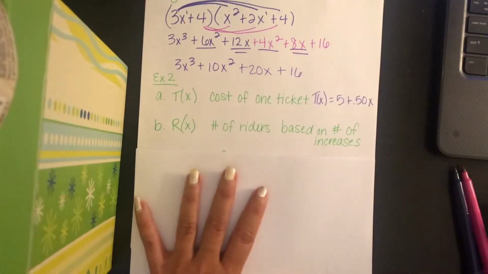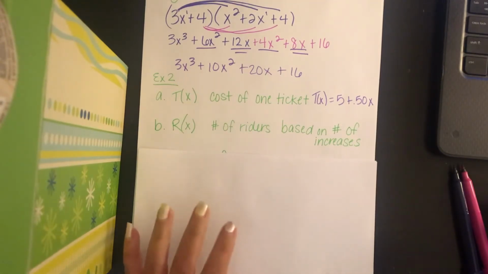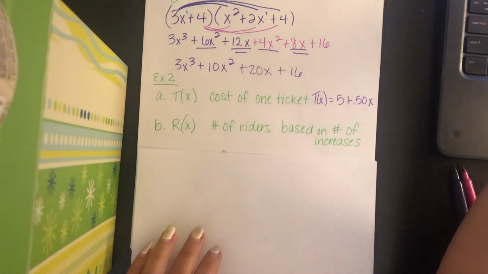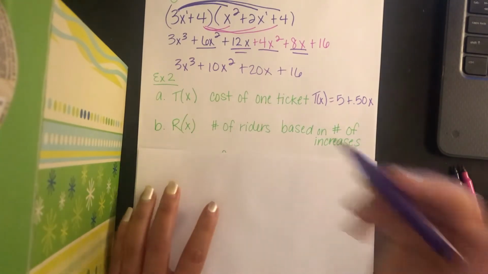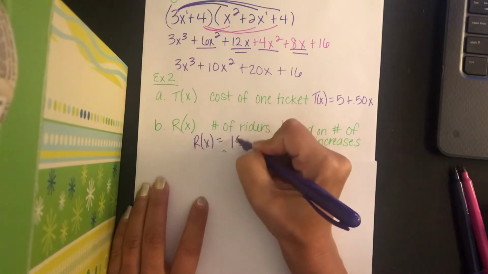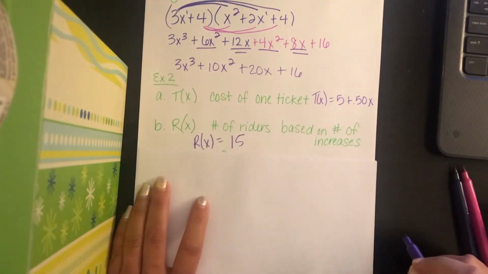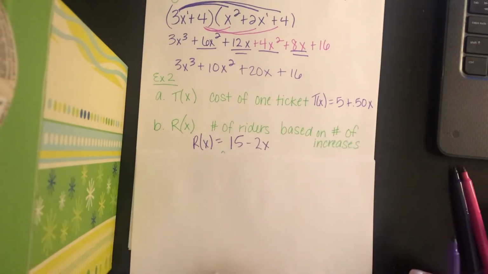Okay, in B, write a function r of x to represent the number of riders based on the number of increases. So it said, for each 50-cent increase in price, an average of 2 fewer seats will be sold. So that r of x will be 15, because that's how many said $5 at the 15 rate, minus the 2x, because 2 fewer will buy.